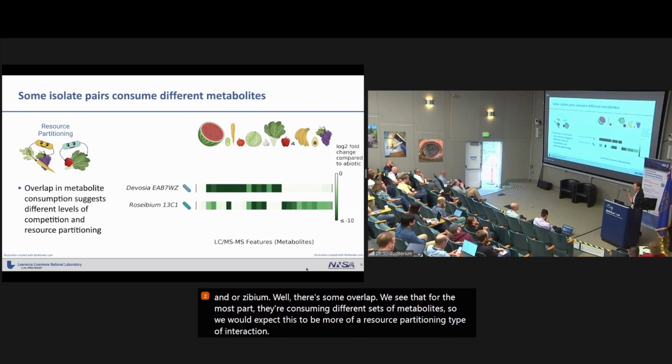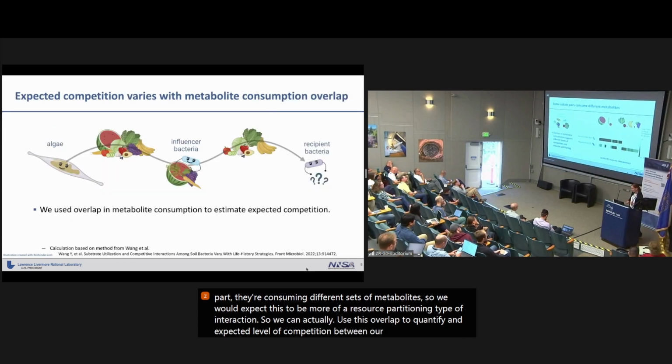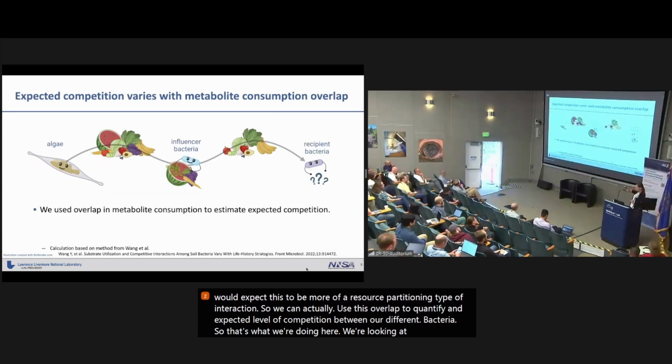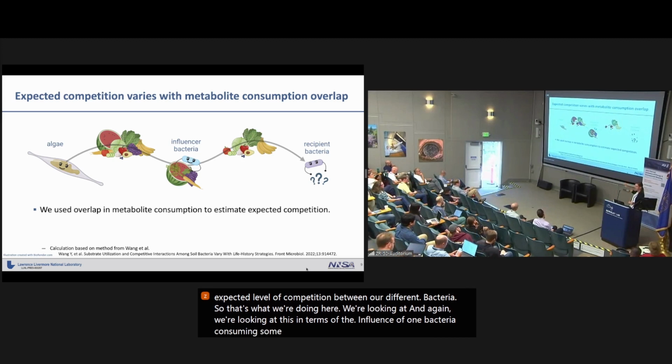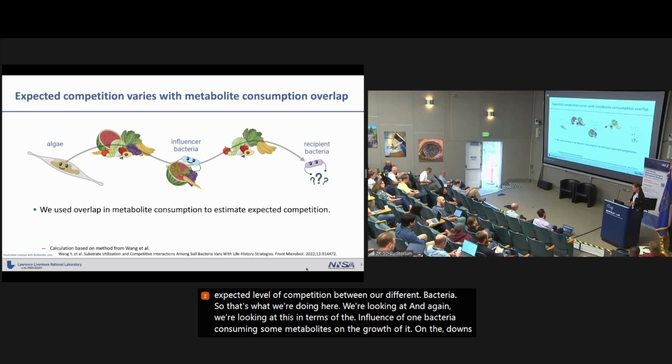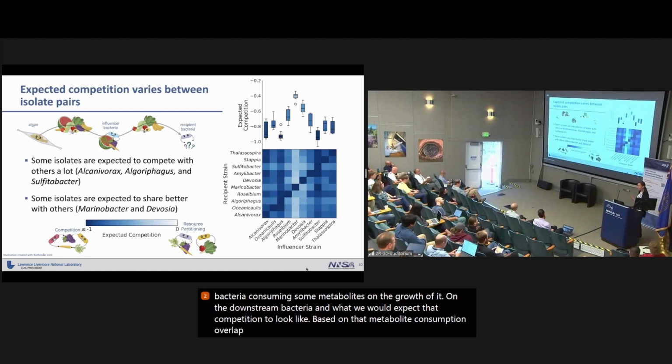We can actually use this overlap to quantify an expected level of competition between our different bacteria. That's what we're doing here. Again, we're looking at this in terms of the influence of one bacteria consuming some metabolites on the growth of the downstream bacteria, and what we would expect that competition to look like based on that metabolite consumption overlap. And that's what we're looking at here.